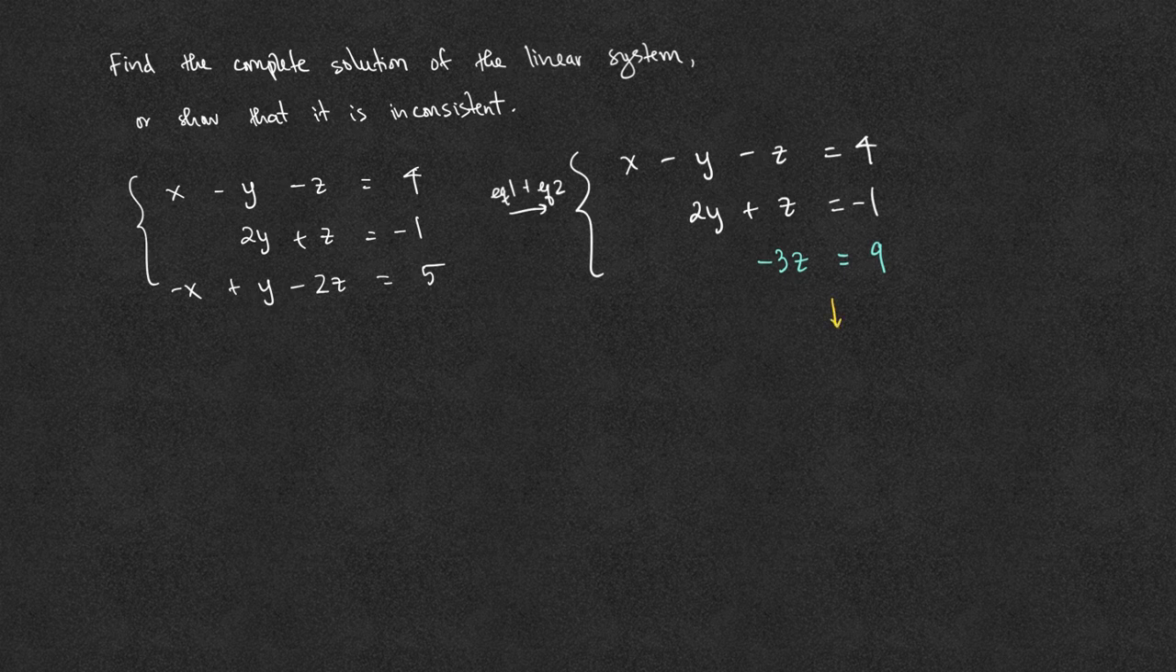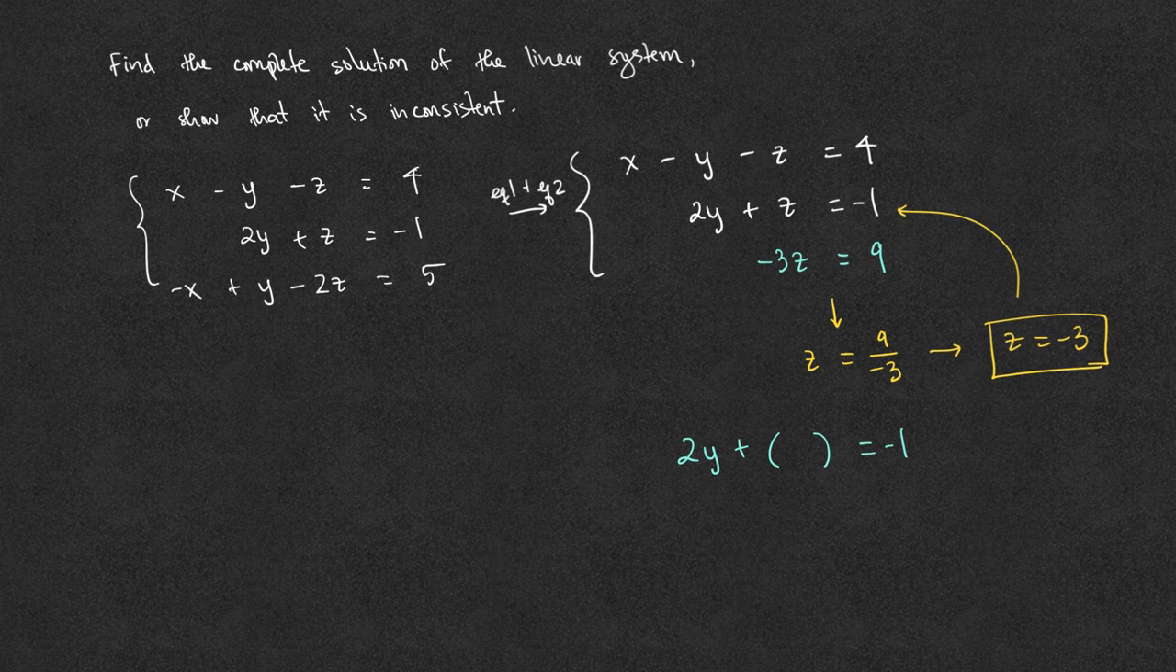The last equation implies that z equals 9 over negative 3, so that z equals negative 3. This is part of the solution. We then use back substitution and plug this into the previous equation, which is 2y plus z equals negative 1, but z is negative 3. Isolating y, we have 2y minus 3 equals negative 1, 2y equals negative 1 plus 3, or positive 2, so y equals 1. This is a part of the solution.